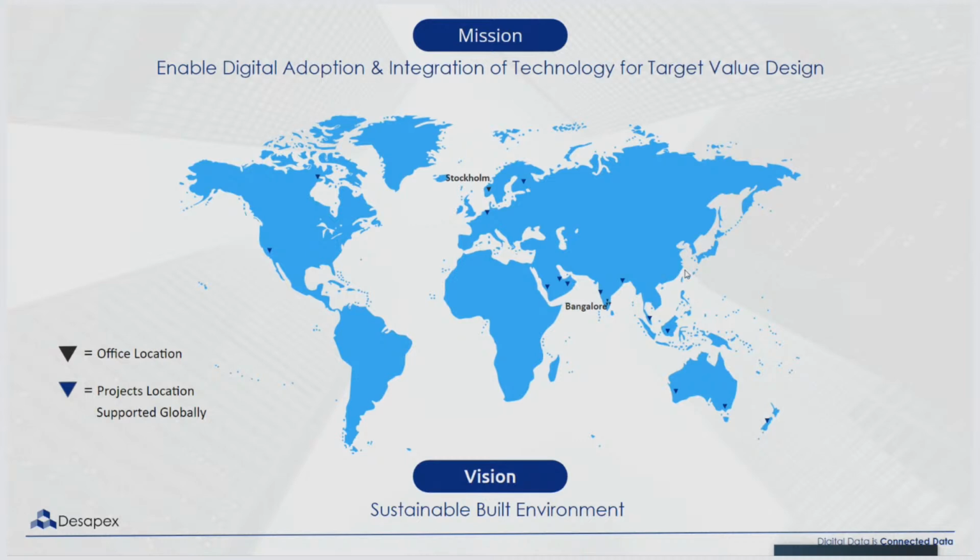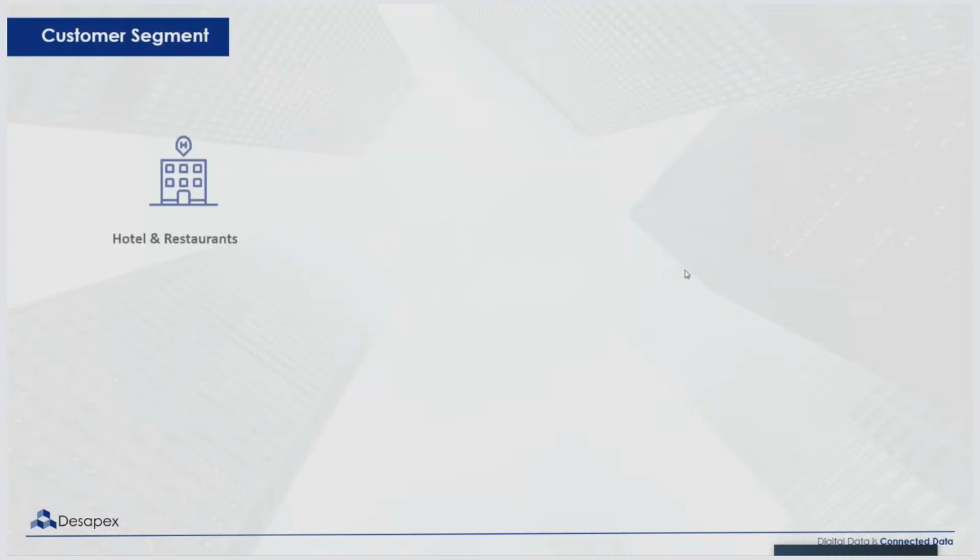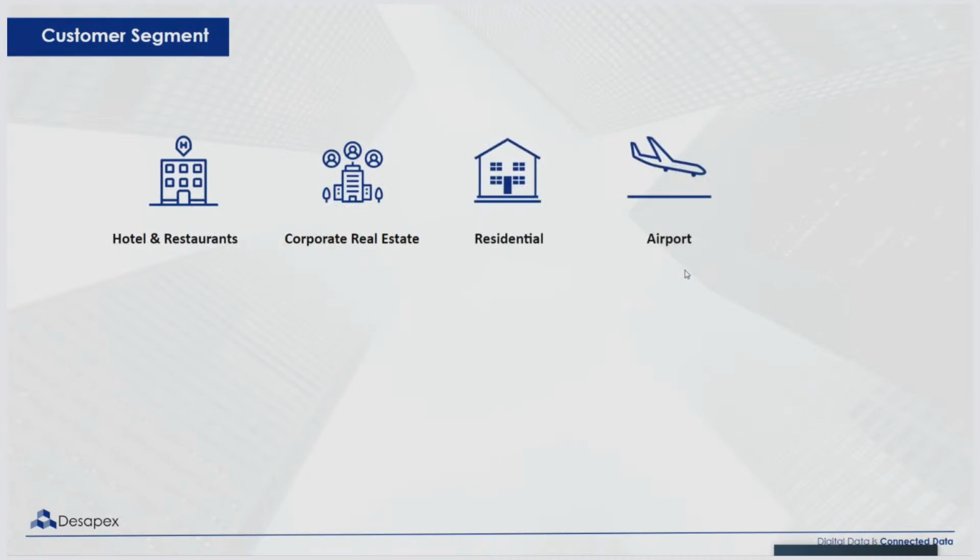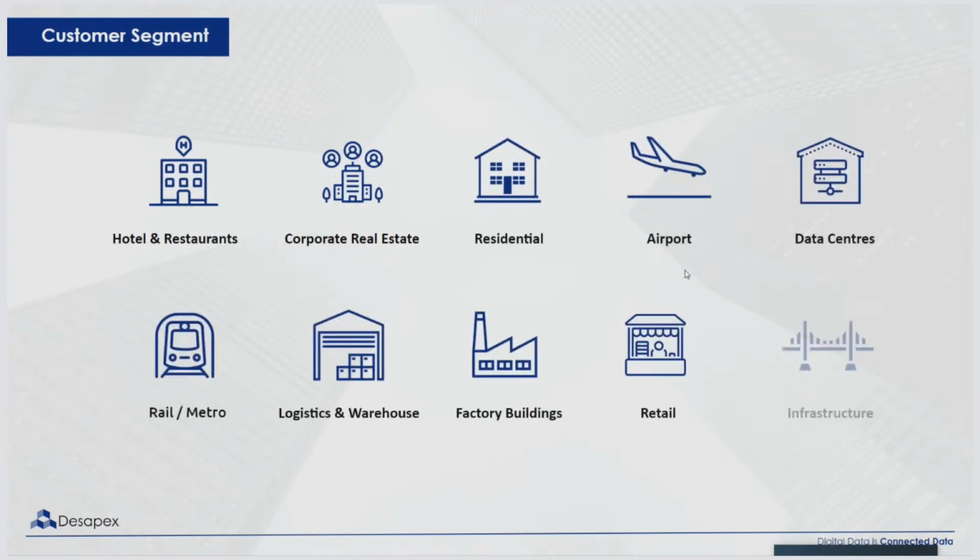We are headquartered at Bengaluru, and we also operate from 3 major cities in India, which are Hubli, Chennai, and Hyderabad, and we serve our clients across the globe from these offices. We also have an office in Sweden. Our team from the Sweden office is helping our European clients to digitalize their properties. We have experience working with major customer segments, which are hotels and restaurants, corporate real estate, data centers, logistics and warehouse, retail, and many more.